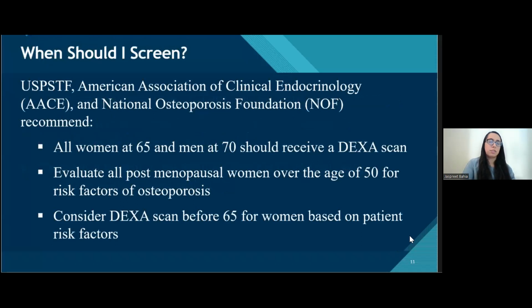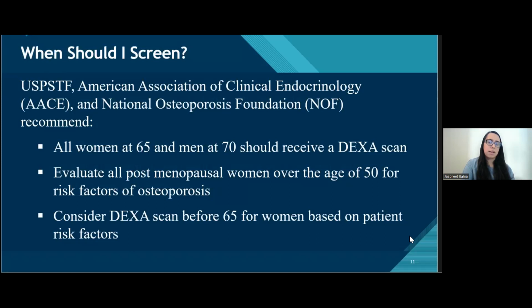Moving on to screening. The U.S. Preventive Services Task Force, the American Association of Clinical Endocrinology, and the National Osteoporosis Foundation recommend that all women at the age of 65 and all men at the age of 70 should receive a screening DEXA scan. You want to evaluate all your postmenopausal female patients over the age of 50 for risk factors of osteoporosis. And you really want to consider getting a DEXA scan before 65 for women based on their risk factors.